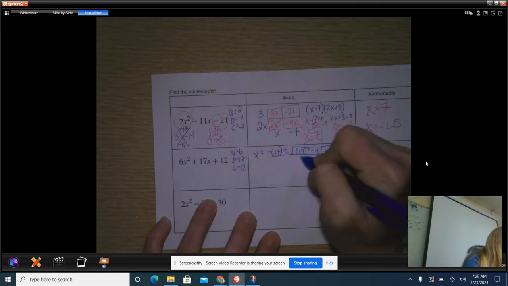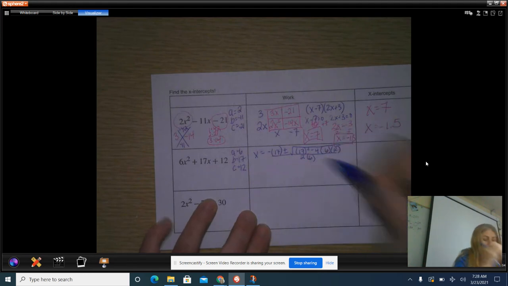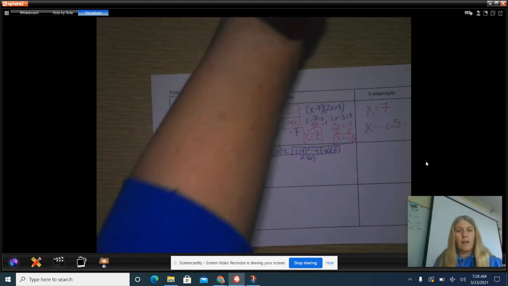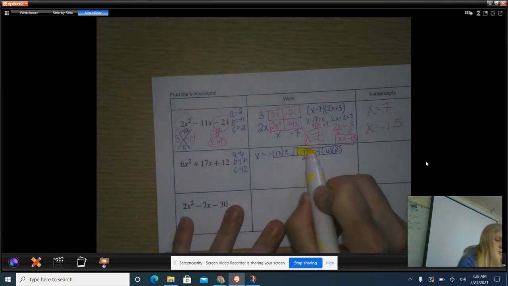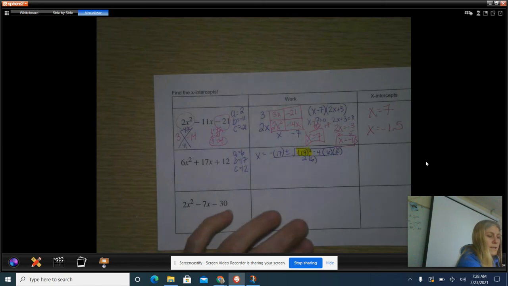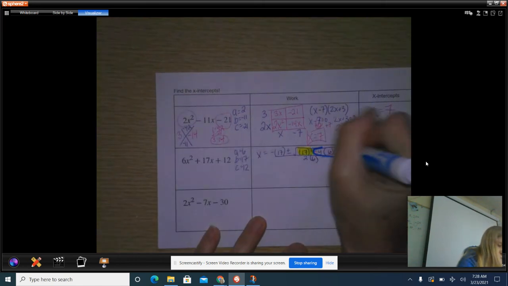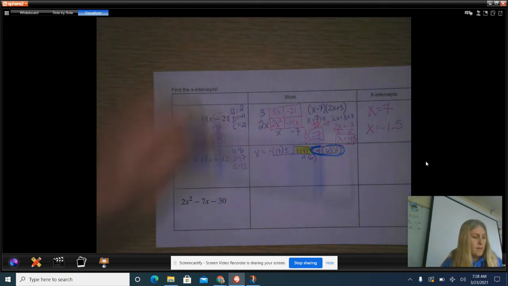all over 2a. Okay, now when we're using the quadratic formula, our next step is we start working underneath the square root. I do 2 problems. I do my 17 squared, and I multiply these 3 numbers together. Everything else we just simplify.